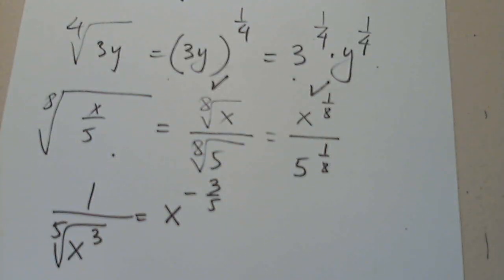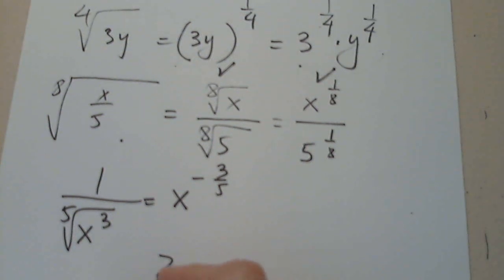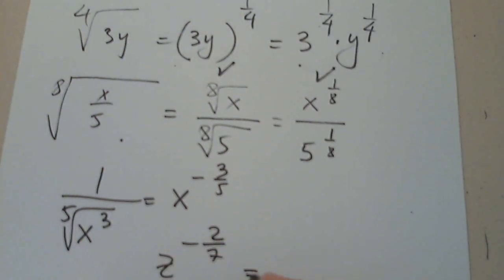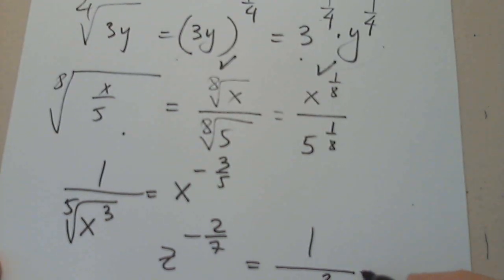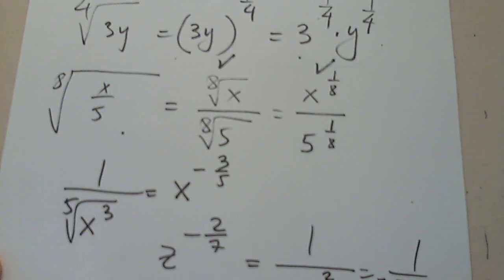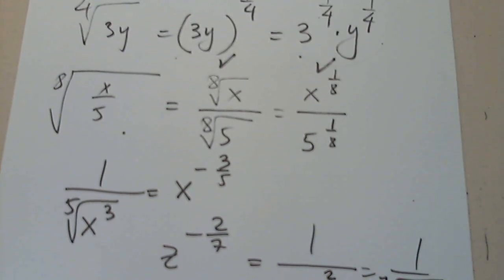Rewrite the expression in radical notation. Good. Going backwards. z to negative 2/7. How do we write z to negative 2/7? Definitely 1 over z. Careful, the denominator is always the root. The 7th root of z squared. So the power is always the numerator, the index is always the denominator.